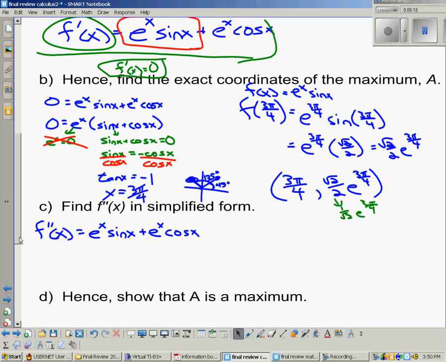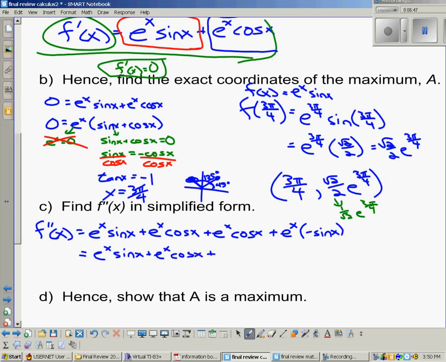Now let's differentiate this part of the function. So derivative of the e to the x is still e to the x, okay, times cos x plus first times the derivative of the second part. So derivative of cos x is negative sine x. If I write all this out again, I'd have e to the x sine x plus e to the x cos x plus e to the x cos x minus e to the x sine x.